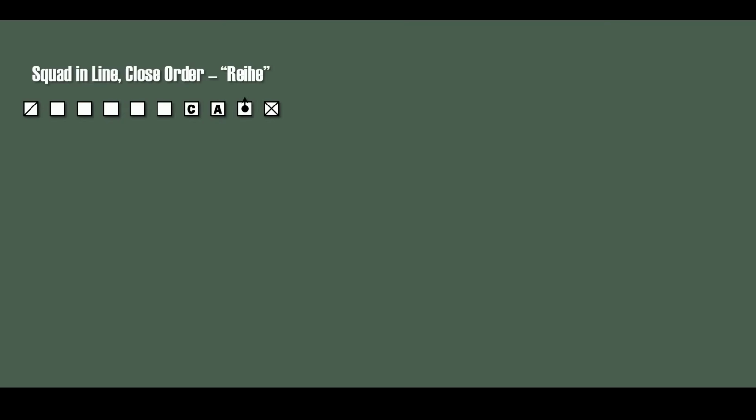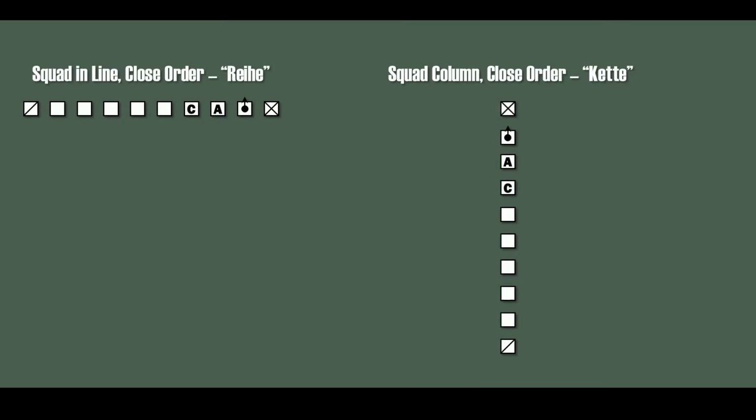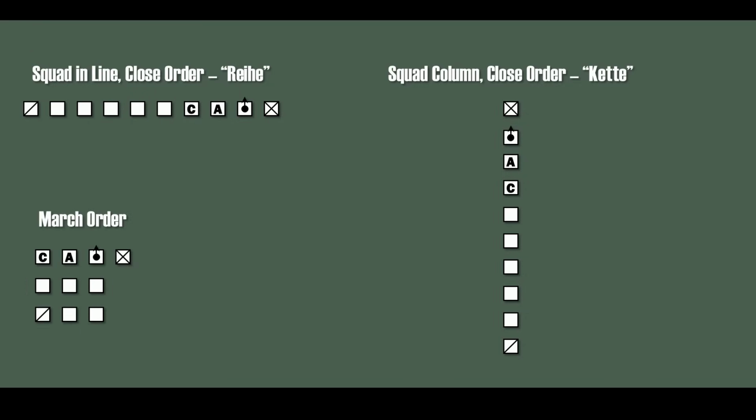Now let's take a look at formations. The basic close order formations were the squad line or Reihe, the squad column or Kette, which was basically a 90 degree turn of the previous, and of course the squad in march order. As you can see, the machine gunner with his assistants is always at the very front. He was the key member of the squad, which is also indicated by his designation Schütze 1, infantryman number 1.